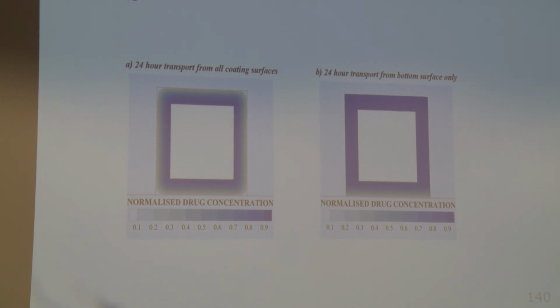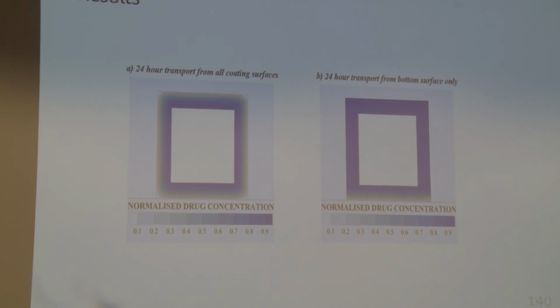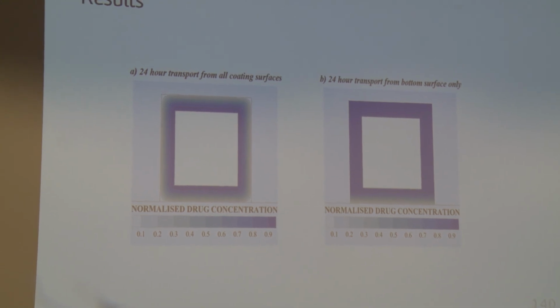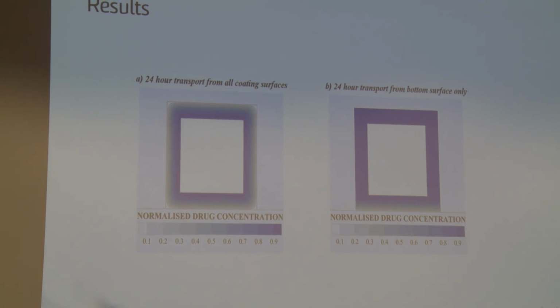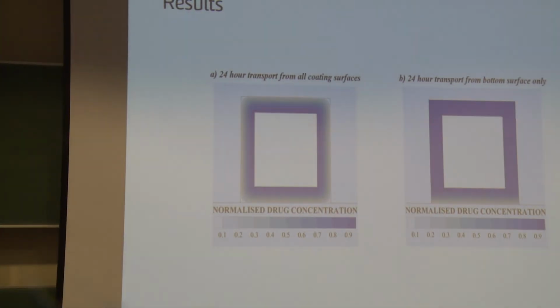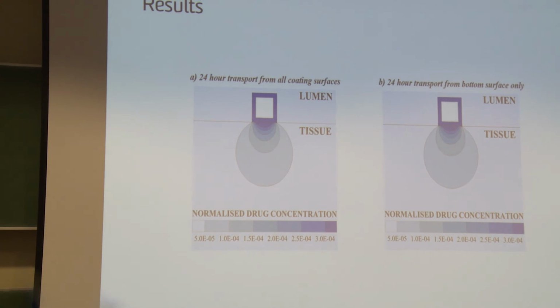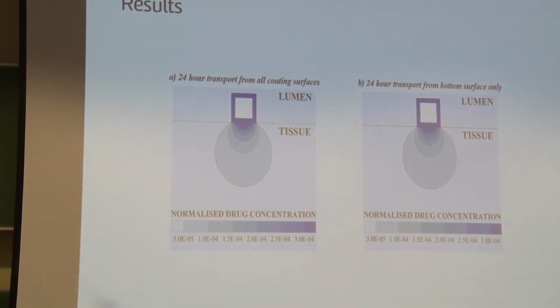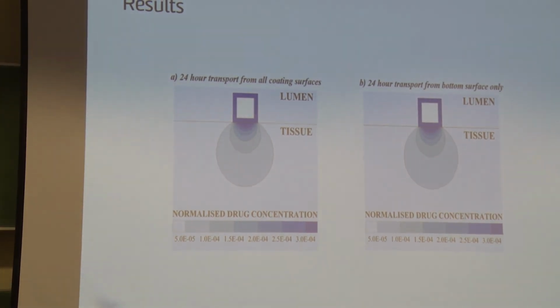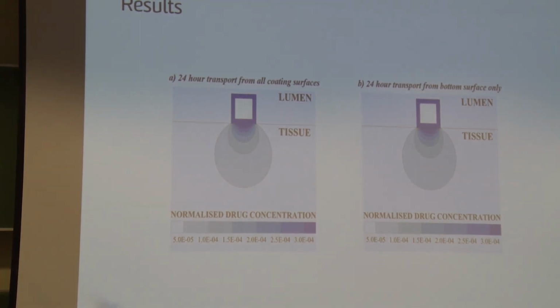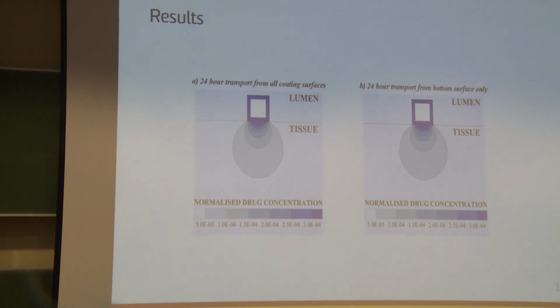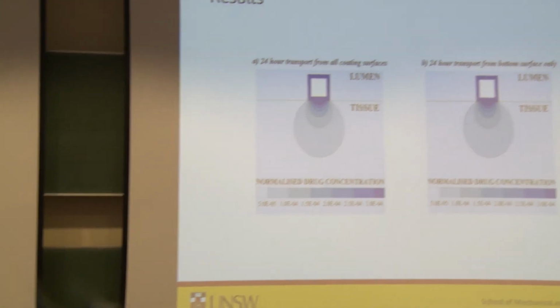Whereas in the right-hand case, I only allowed the drug to be depleted from the bottom surface. Therefore, the drug could only diffuse from the strut into the tissue, and it could not go into the blood flow. So the results of this analysis showed an identical drug distribution in the tissue. So this confirmed that the flow-mediated drug transport is effectively zero, contrary to what was found in previous numerical studies, which showed 90% of it is flow-mediated.